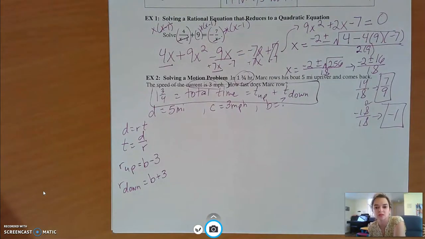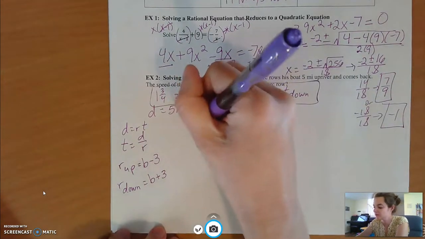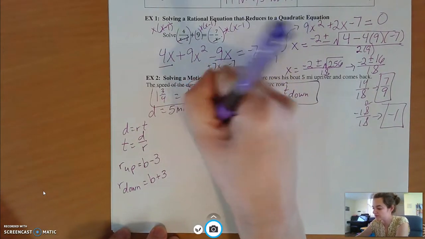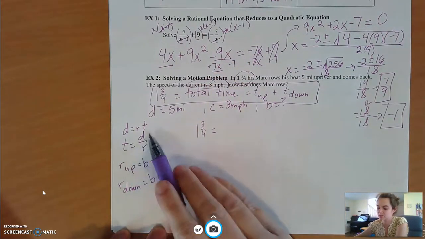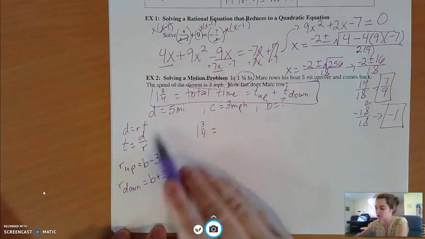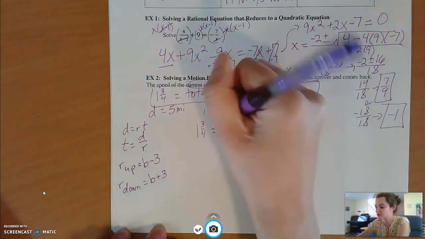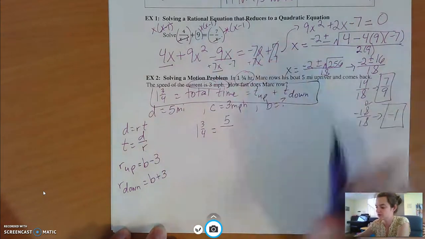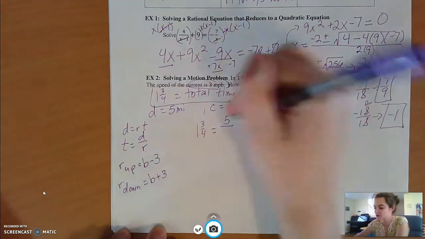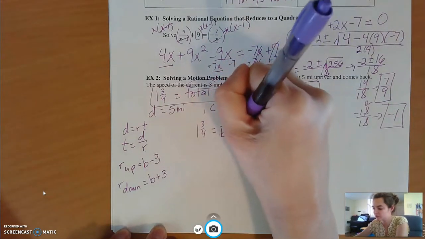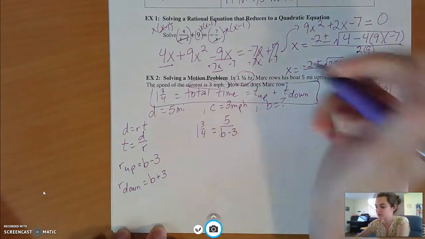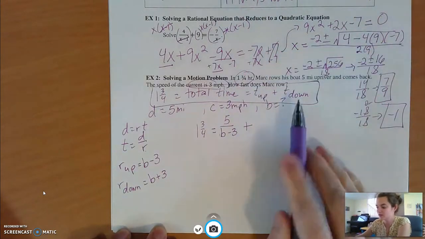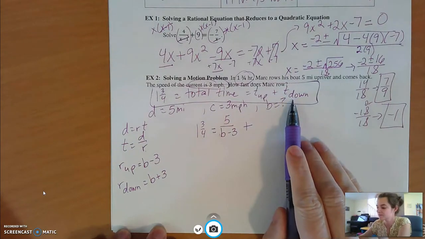1 3/4 equals time up plus time down. So 1 3/4 equals the time to go upstream, which is going to be distance over rate. So the distance to go upstream was 5 miles, and the rate to go upstream was b minus 3. Then I'm going to add that to the time downstream, so plus that downstream time.